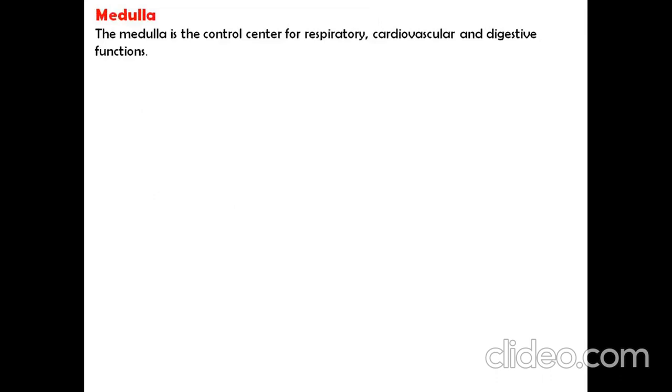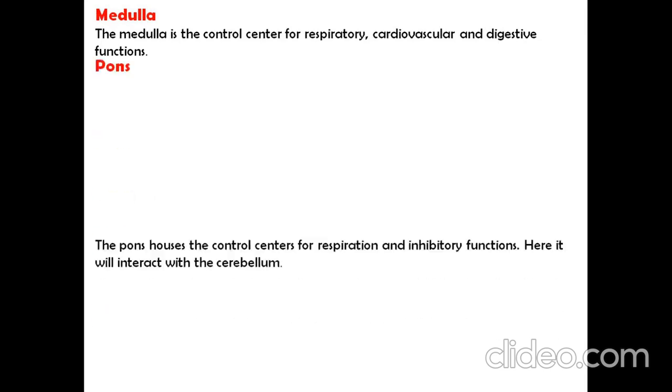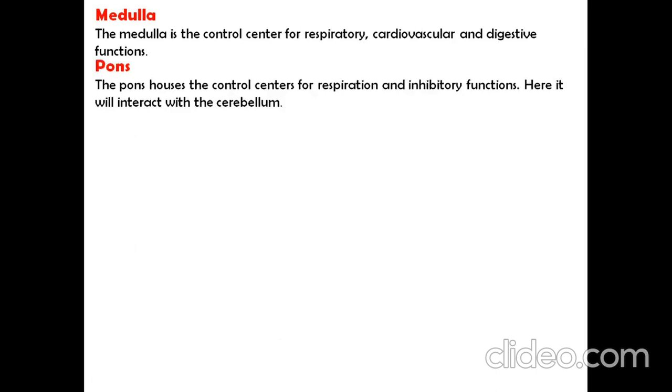Next one is the medulla. The medulla is the control center of the respiratory, cardiovascular and digestive functions. Next one is the pons. The pons houses the control center for respiration and inhibitory function. Here it will interact with the cerebrum.